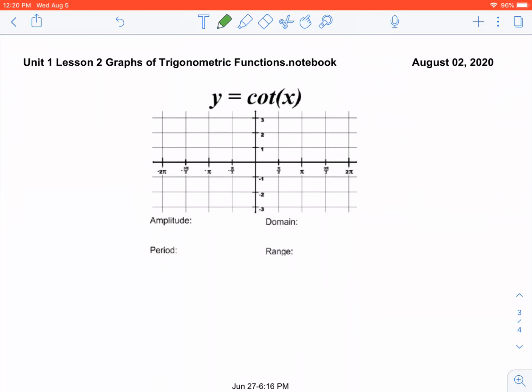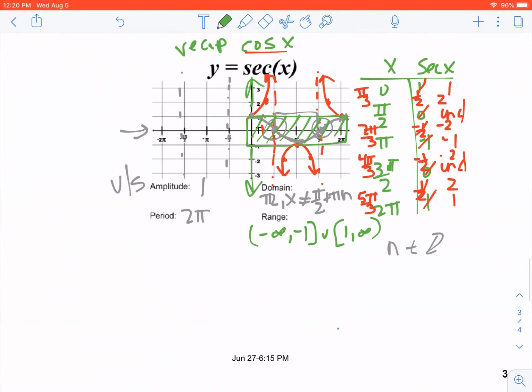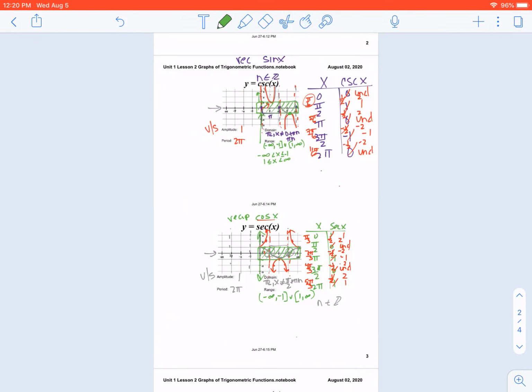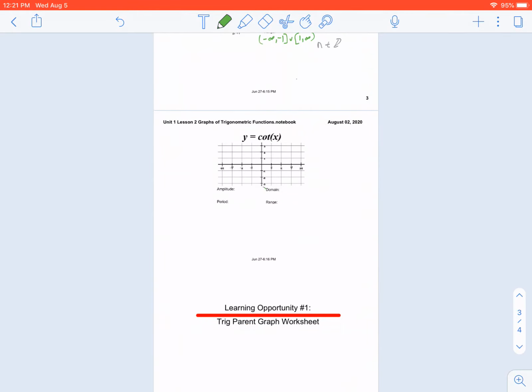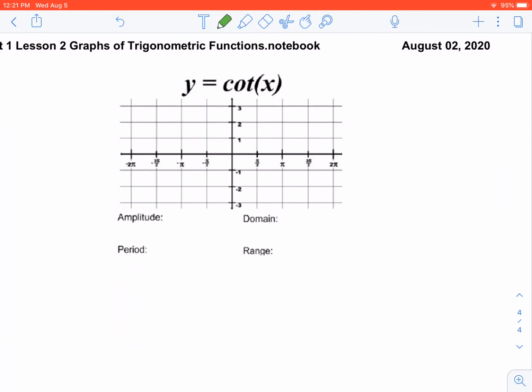But cotangent, we can't approach like we did secant and cosecant. With cosecant and secant, we could really look at this from a sine cosine perspective because we were reciprocating. And you can do that with cotangent, but we're not going to graph the tangent first. And hopefully you see why momentarily. So I'm going to start again from a table. So we have x and cotangent of x.